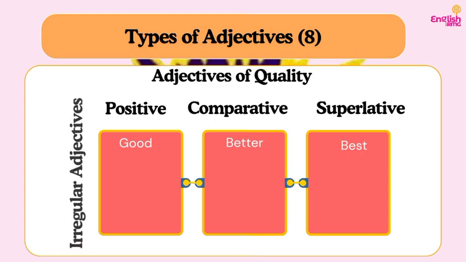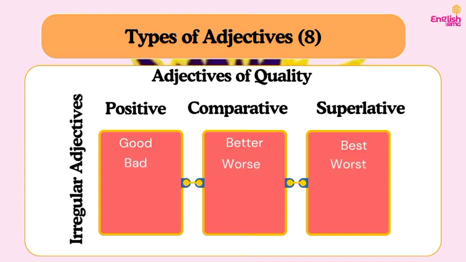We also have irregular adjectives: good, better, best, for example. That is, they have to change their form completely for the comparative and the superlative. So that means that you need to learn their comparative and superlative individually. So we have bad, worse, worst.